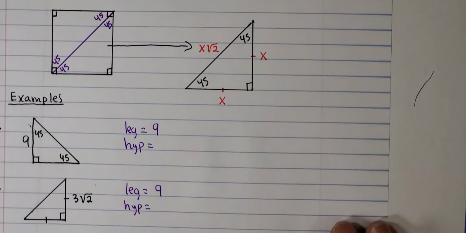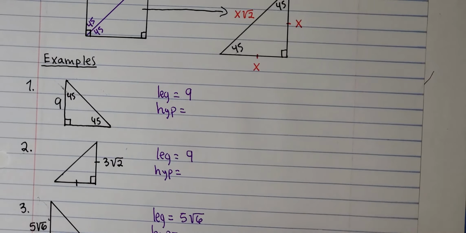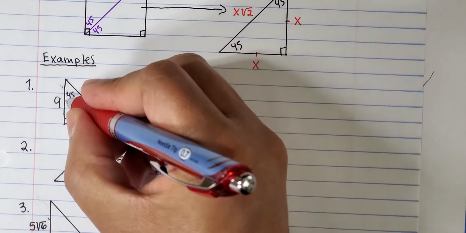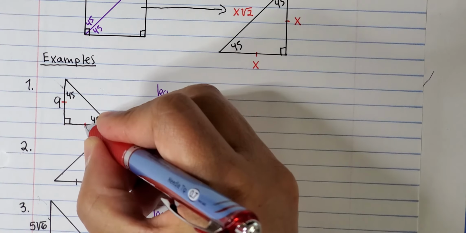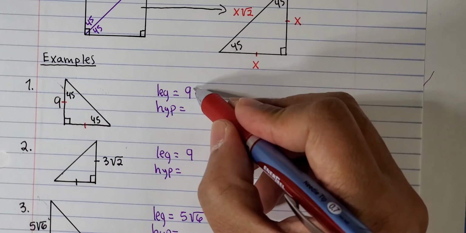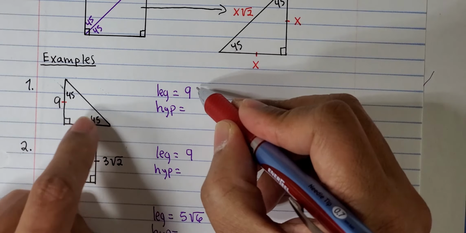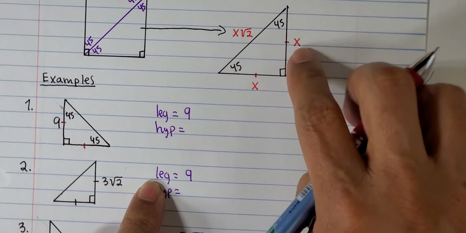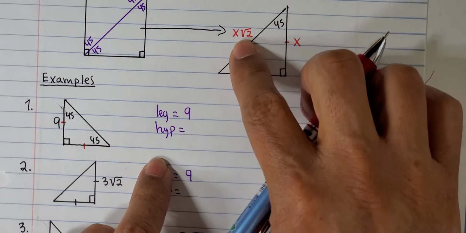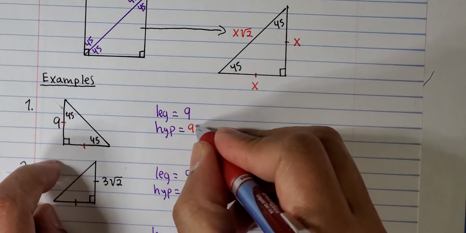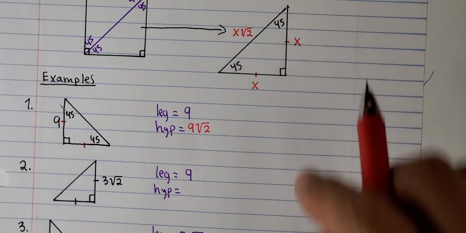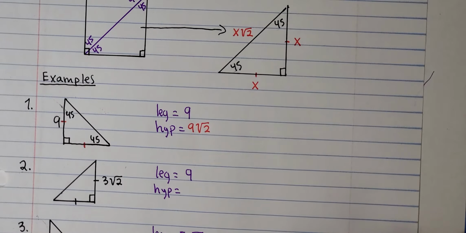Okay, so let's go over example number 1. So if you look at example number 1, as you can see, this angle is 45, this angle is 45. That means this leg has to be equal to this leg. So we have the leg is equal to 9. The question is, what is the length of the hypotenuse? And if you follow this pattern here, the value of x in this case is 9, which means the hypotenuse has to be 9 square root of 2. Okay? And if you didn't catch that, if you need to, pause the video and copy what I've gone over, and hopefully that will make it easier for you.